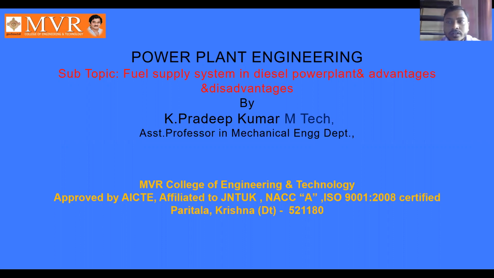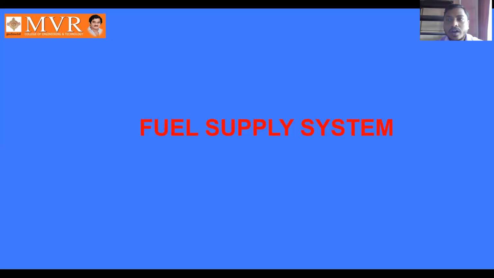See, today in this lecture, we are going to learn about the fuel supply system in diesel power plants, as well as the advantages and disadvantages of a diesel power plant. Coming to the first topic, the fuel supply system: how we are going to supply fuel into the engine system, how we do combustion using this fuel supply system, what hot gases are generated after combustion, and how we use the hot gases to convert the feed water into super saturated steam or saturated steam.